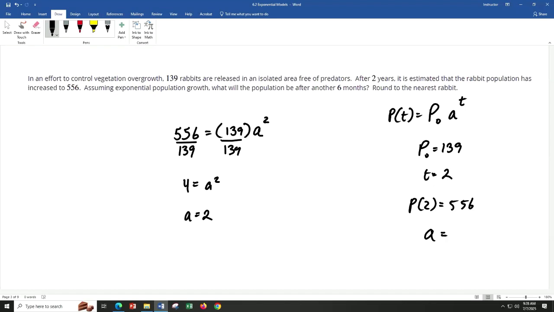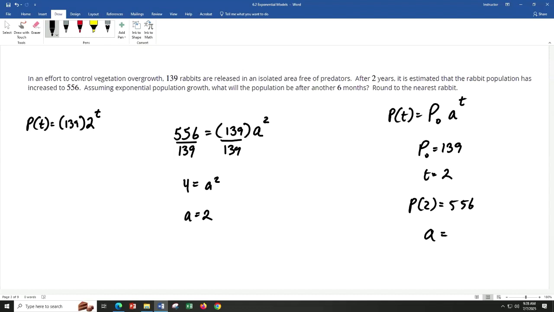Now, can we all agree now that I have a full-fledged formula to model the population? Because let's look at it. I have P of T right over here is equal to my initial. That's 139. I now have an A value of 2. And then we have T. Because now my independent variable T, I can start plugging in and get in the growth. But then it says what?